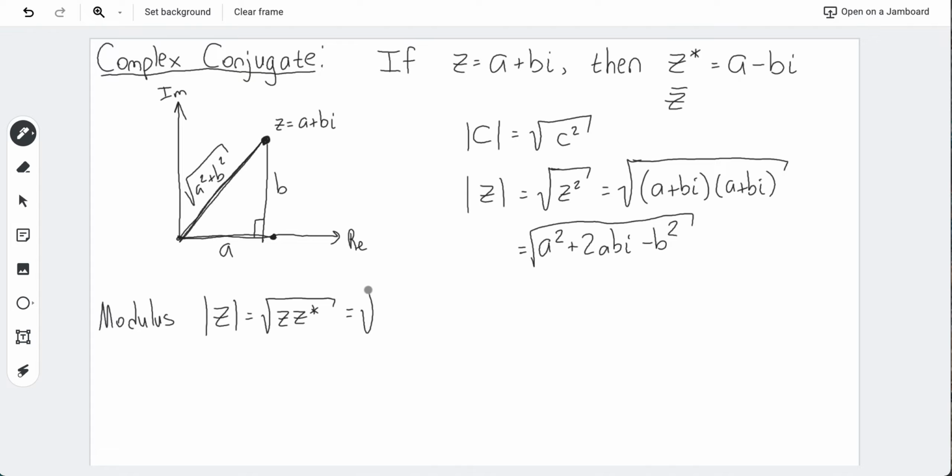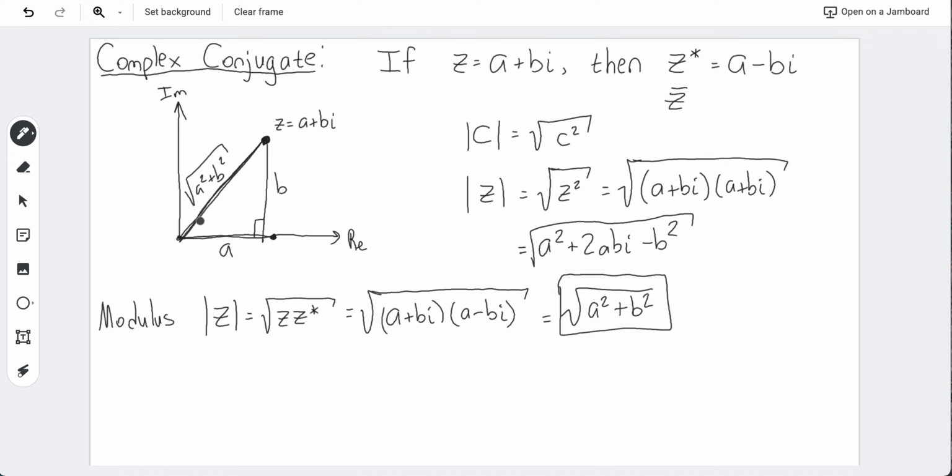So if we do that, what happens? We know what we should expect to get. I have a plus bi times a minus bi. This is a difference of squares. So now I get the square root of a squared, and then minus b squared, i squared. i squared is negative 1, so that turns into plus b squared. So this recovers the actual quantity that we're looking for. I can't quite say it's a distance, but this idea of how far away it is from the origin. So that's where complex conjugates are helpful, this idea of the modulus, which is a complex version of the absolute value.